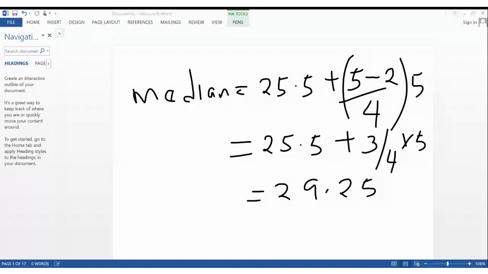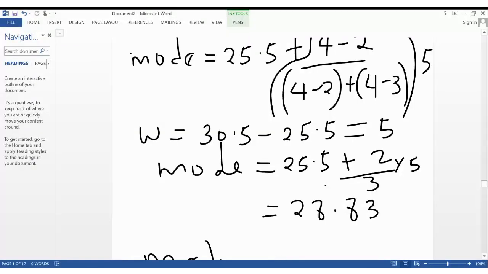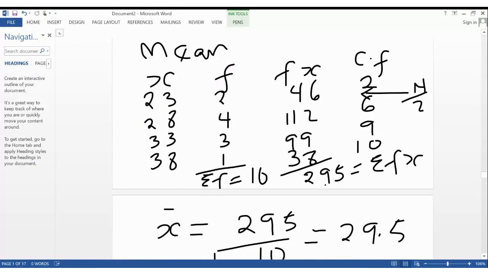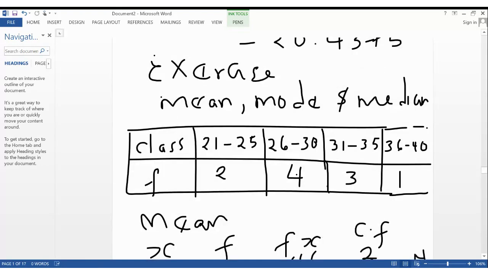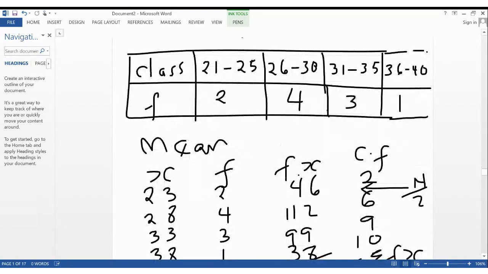Median. 28. People are getting median 28. Have I gone somewhere wrong? Let me confirm again. We have said median is n over 2, and n over 2 is falling in which class? It is falling in this class that has a frequency of 4. And the lower class boundary for that one is 25.5. The frequency is 4. I can confirm that.